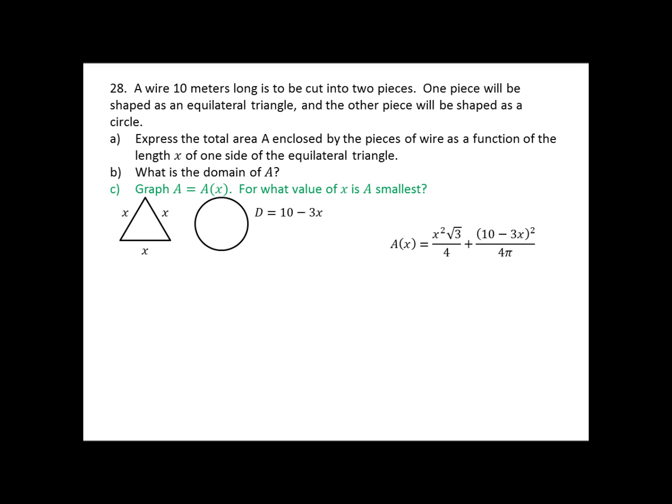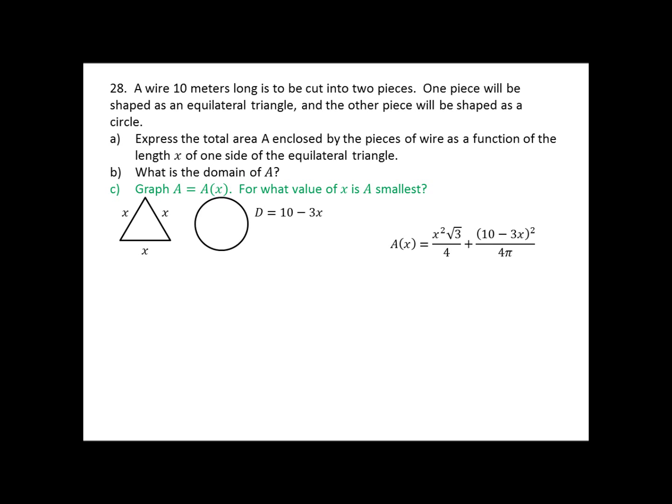So my area is x squared times the square root of 3 over 4. Now basically what I did there is I looked up the area for an equilateral triangle, plus the area of that circle is the circumference squared divided by 4 pi. Okay, I did do that right, even though I labeled it D. That equation is correct. Now what's my domain for A?